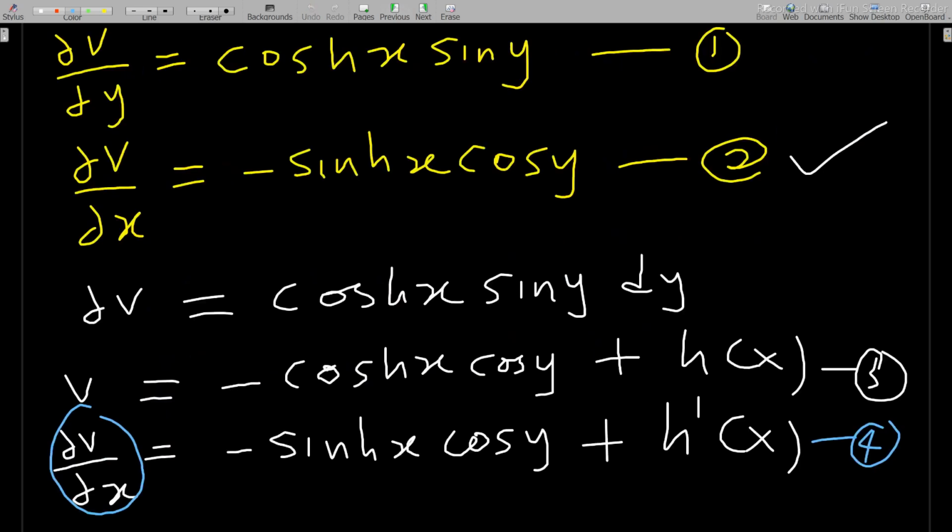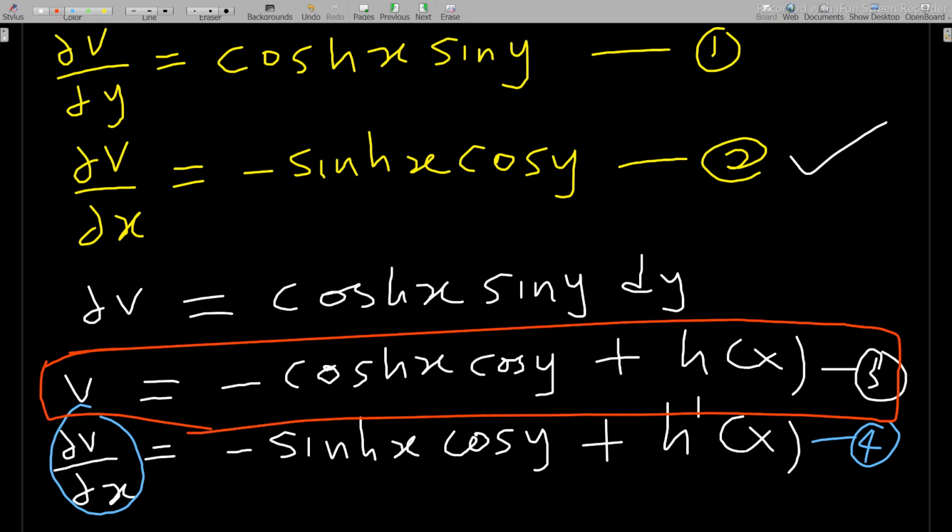So you go back to your equation and find wherever you see h of x, I mean this one, the equation 3. Let me use a red pen to underline it for you. Where we have v equals minus cos x cos y plus h of x. You just go back to that one and put your h of x back there, and that will be your harmonic conjugate. So we have v equals minus cos x cos y plus our h of x, and h of x was a constant c. So this is the harmonic conjugate of the function u.